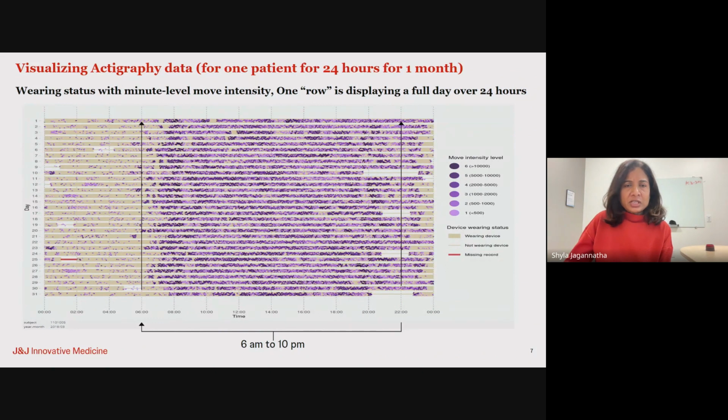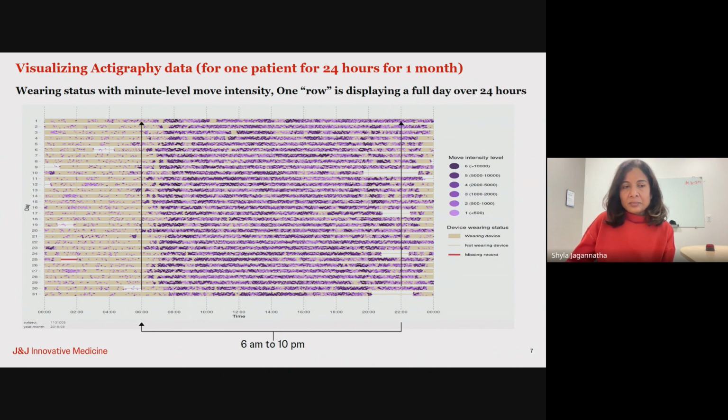This is a very nice visualization of the actigraphy data. The y-axis is 1 month of data for a subject. Each row represents 1 day of the month, and the x-axis is the 24-hour period. You can see that the purple dots represent the activity level. The darker the dots, the more active the person is. And these white spots here, between 6 a.m. and 10 p.m., are where the wear category is non-wear. Based on the algorithm, it indicates that the subject was not wearing the device.